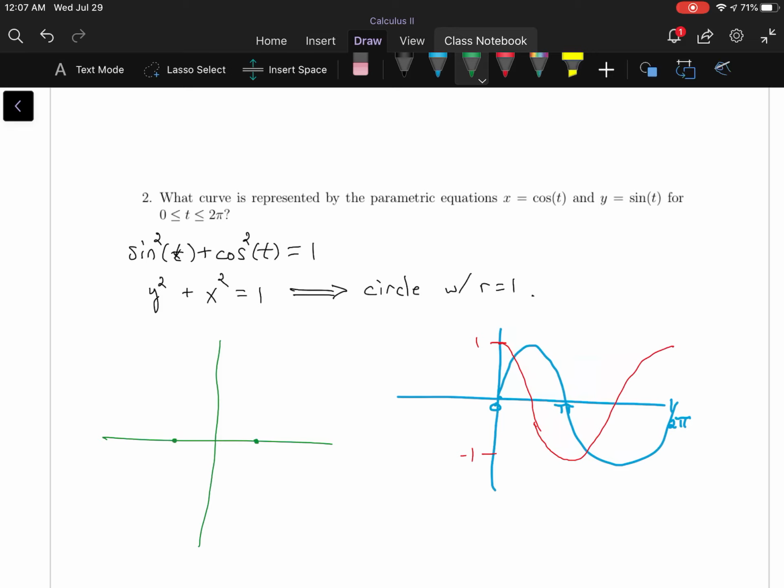Now that isn't very helpful because I don't know if we went from the rightmost point up and around or down and around. So we need something in between. So let's go with pi over 2. So at time of pi over 2, x equals cosine of pi over 2, which is the red function. That's going to be 0. And y is going to be sine of pi over 2, which is 1. And so now I know that we progressed.